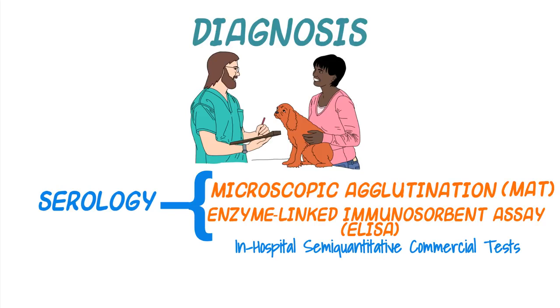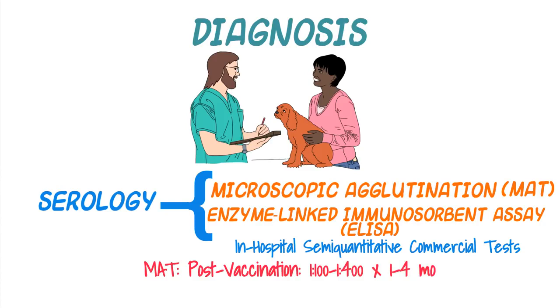Post-vaccination, animals develop relatively low antibody titers, from 1 to 100 up to 1 to 400, that might persist for 1 to 4 months or occasionally longer. In general, with a compatible clinical history and vaccination greater than 3 months prior, a titer of 1 to 800 up to 1 to 1600 is good presumptive evidence of leptospiral infection.